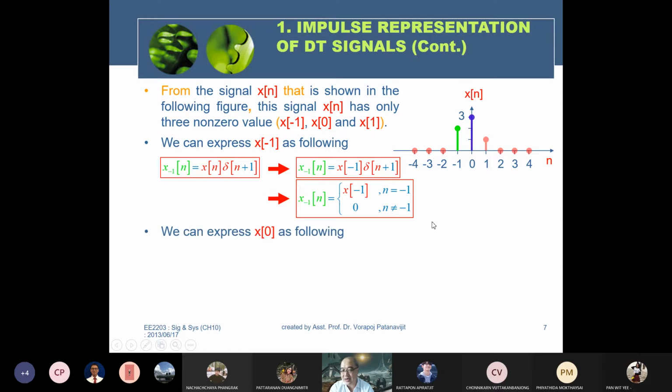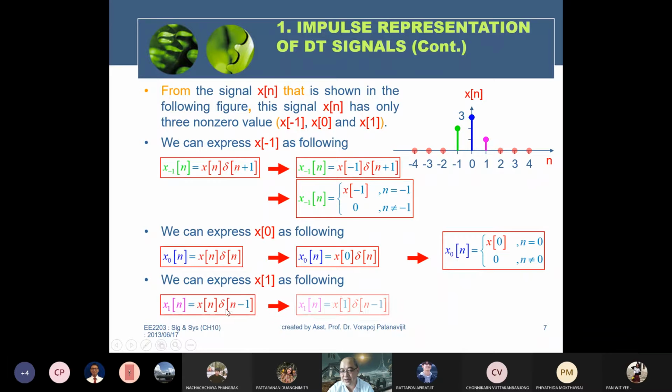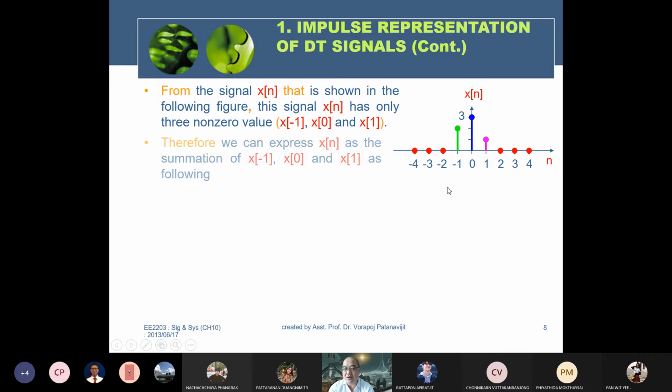Now for the next location, x[0] is here. It is the delta function and the magnitude equals 3. The last one will be here, also a delta function. The impulse is located at 1, delta[n minus 1], and the magnitude equals 1. Now we can express x[-1], x[0], x[1] in terms of these.